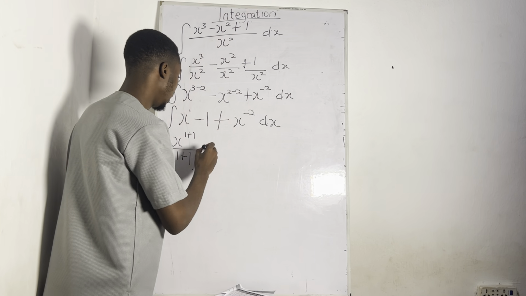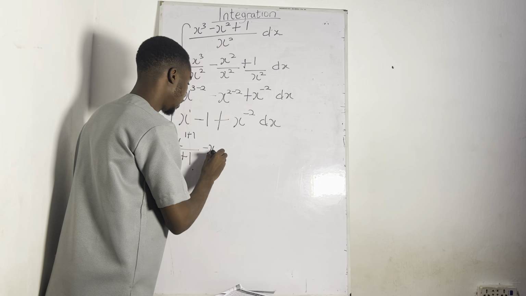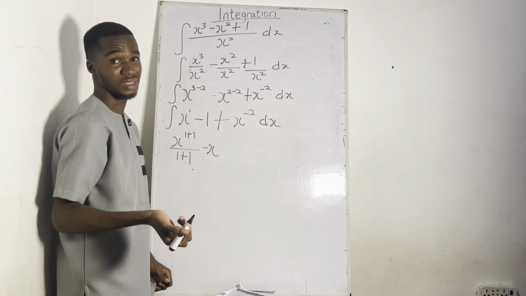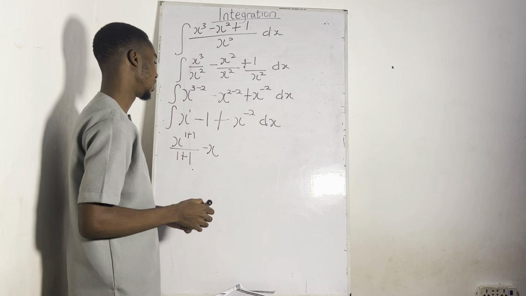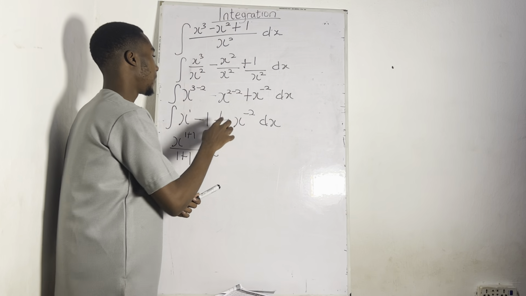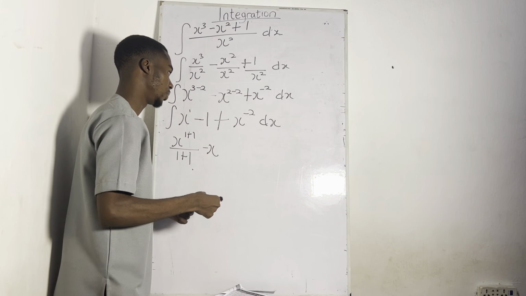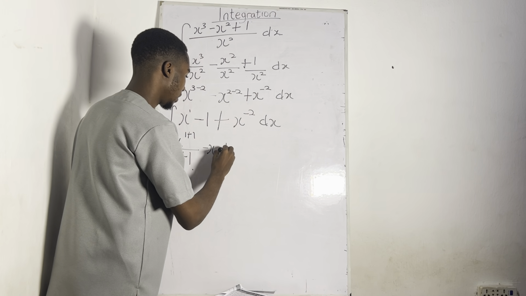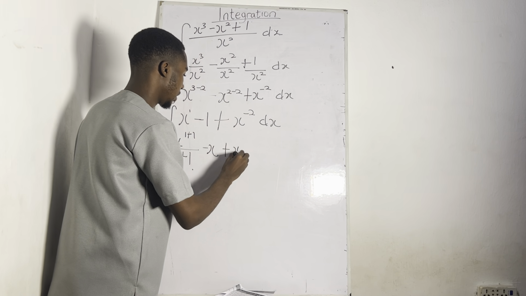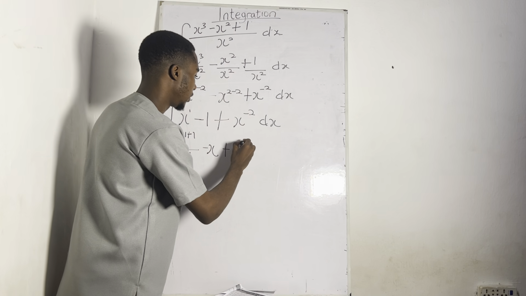So you can just make here negative x. You can write negative 1x, but it's the same thing. You get it? So there's no need to write negative 1x. Then plus x exponent negative 2. So here, what are we going to do? It's going to be plus x exponent negative 2.